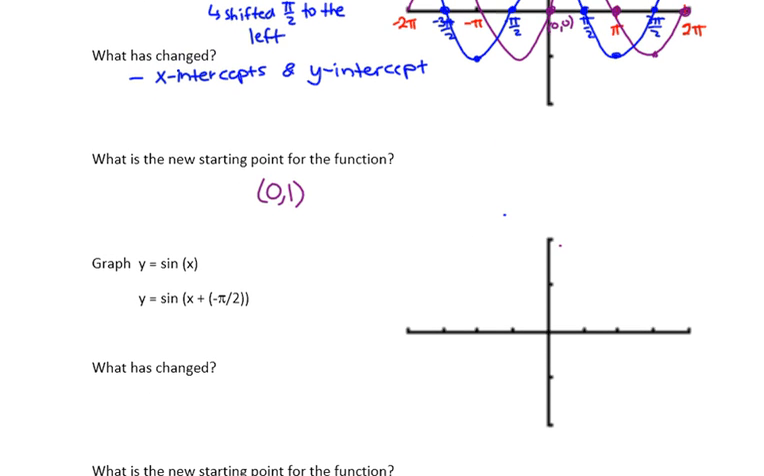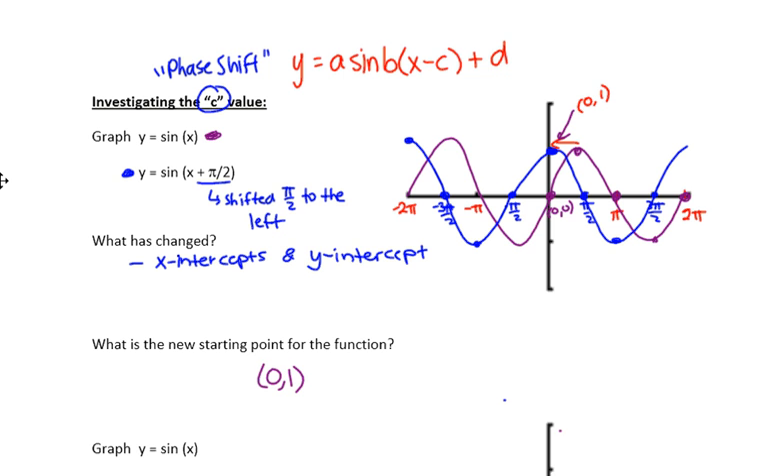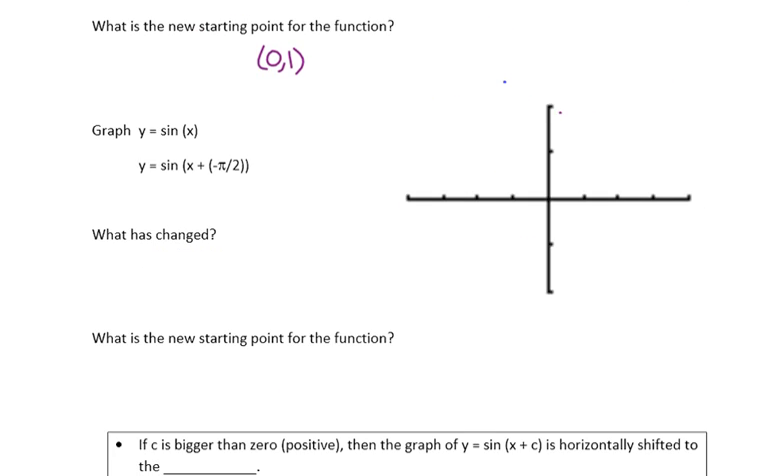Okay, I think we'll skip the next one. The only difference is if it's a minus sign, then it's going to move to the right. So notice how if we had plus, it moved to the left. So it does opposite. And if it's a minus, it's going to move to the right. So this would shift pi over 2 to the right.